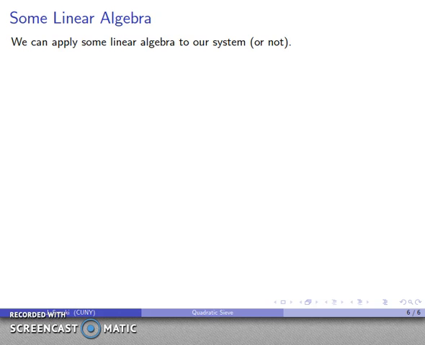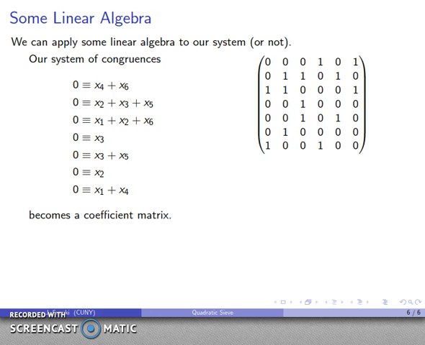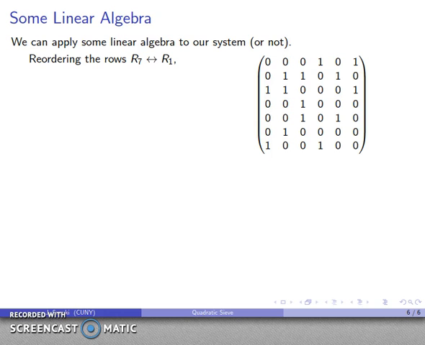Realistically, we are working with a system of 8 unknowns, so it's probably easy to apply linear algebra here. We have our system of congruences looking something like this, and we have a coefficient matrix looking something like this, and let's do a little bit of simplification. Now, what's going to make our life much easier is that we're working mod 2, which means that when I add 1 to 1, I get 0. And everything else is just going to be what I would expect it to be. So I may reorder the rows a little bit. I'll move the seventh row up to the top. I'll swap those two rows around.